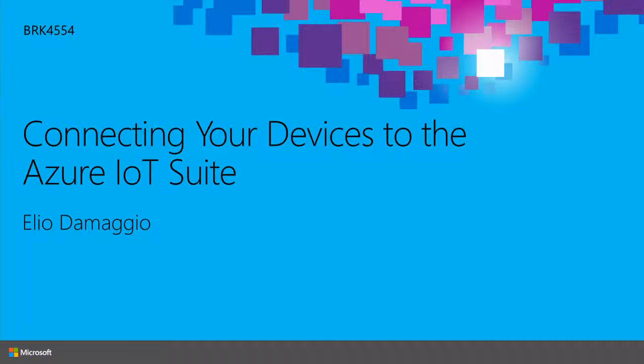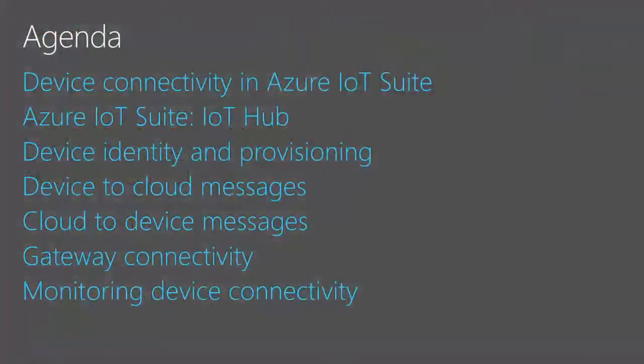We're going to talk today about connecting devices to the Azure IoT suite. The agenda will mostly focus on connectivity capabilities of the Azure IoT suite. We're going to start by talking specifically about the connectivity component inside Azure IoT suite. We're going to introduce it. It is called Azure IoT Hub.